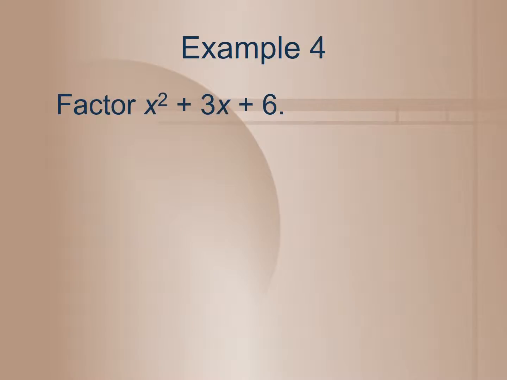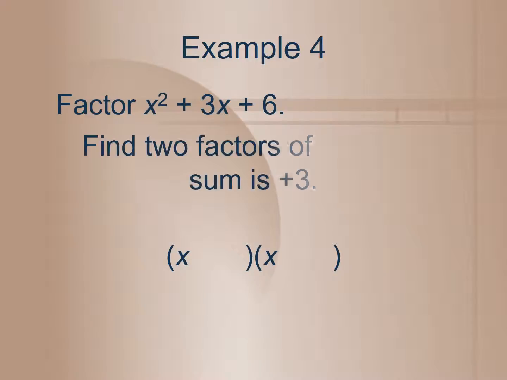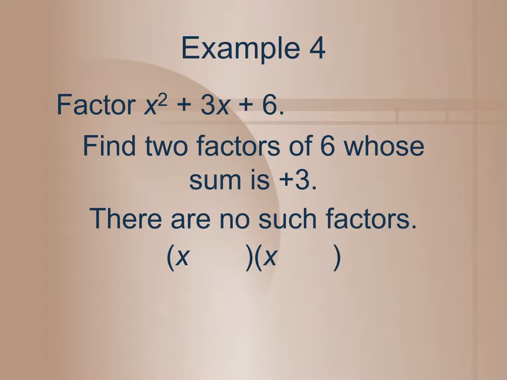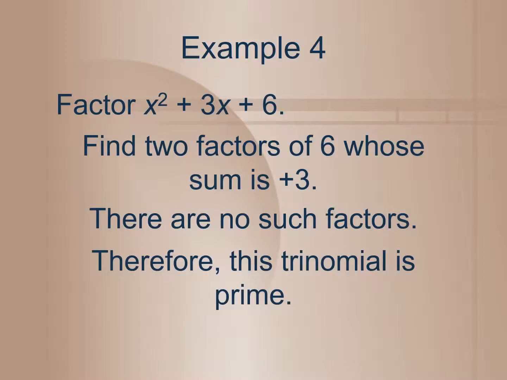All right, let's do this one. X squared plus 3x plus 6. So for this one, we'll have x and x because those are the factors of x squared. Now, we need two factors of 6 that add up to 3, right? So two numbers that multiply to 6 but add up to 3. So there's no such thing. There's no two numbers that multiply to 6 that add up to 3. So when you get to this situation, you say this trinomial is prime. It doesn't factor.